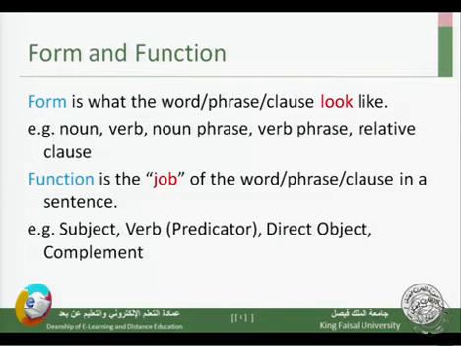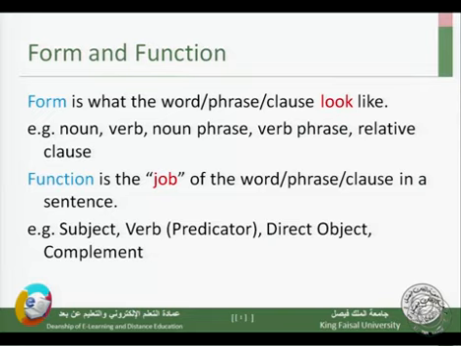The second distinction that we have here is function. In grammar, function is the job: what the word or phrase or clause does in the sentence. For example, we have subject, which is the function that can be done by a noun phrase. As we discussed previously, noun phrases can be subjects. So a noun phrase is the form and subject is the function. The function is what the word or phrase or clause does.